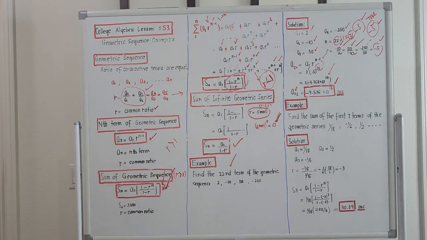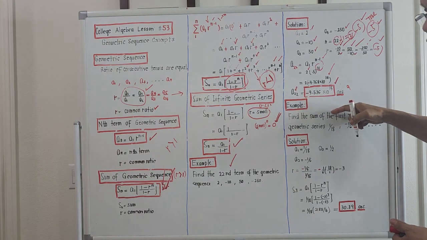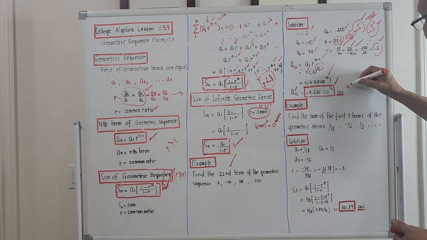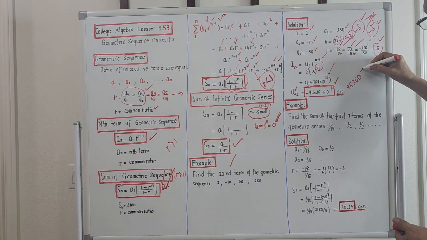Okay? So a trillion is 10 to the 9th, right? 536 trillion.